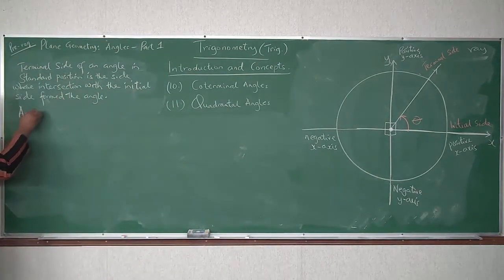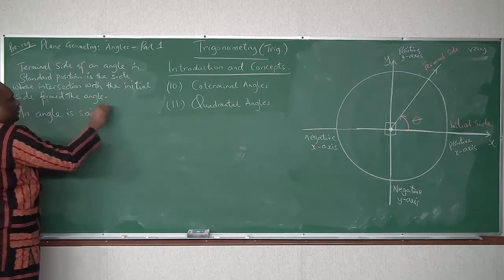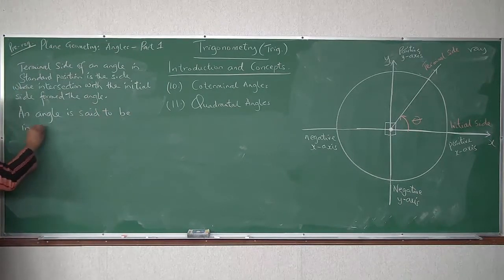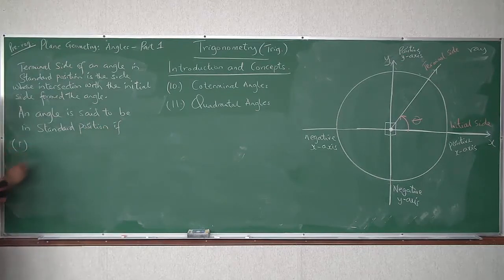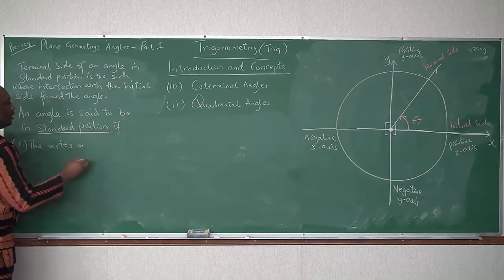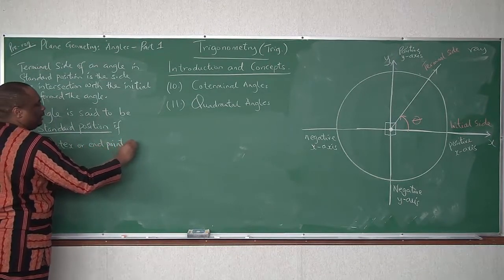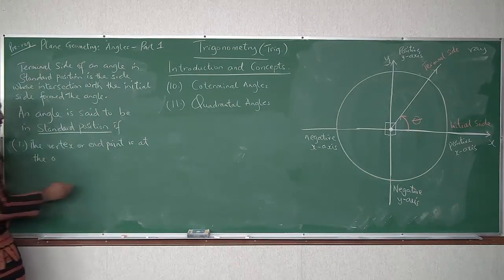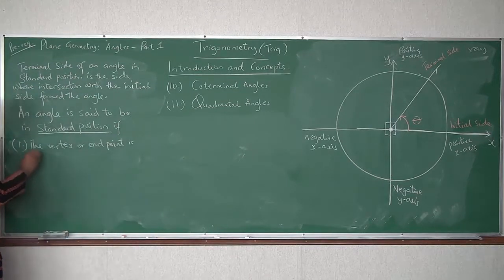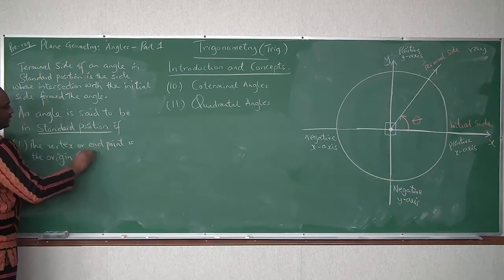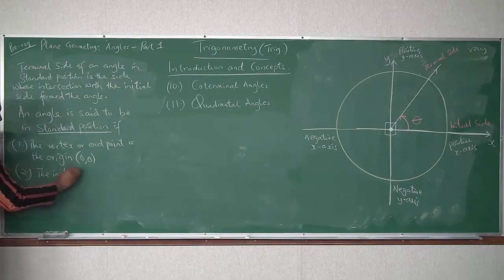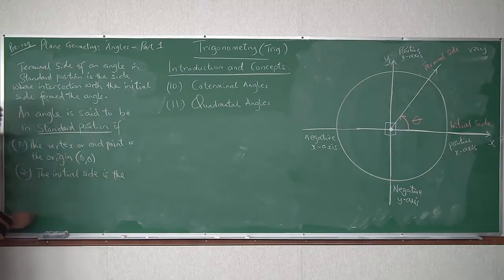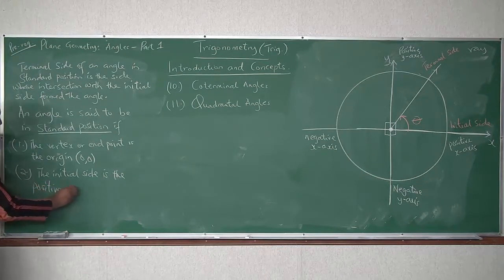Now we can say that an angle is said to be in standard position if, number one, the vertex or endpoint is the origin. And of course, origin is 0, 0. Number two, the initial side is the positive x-axis.